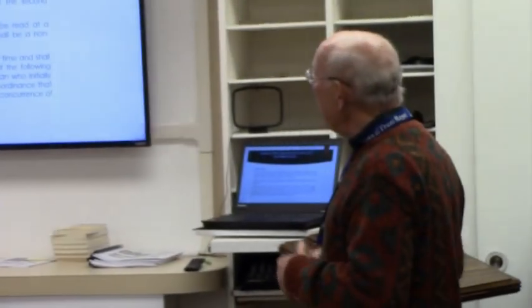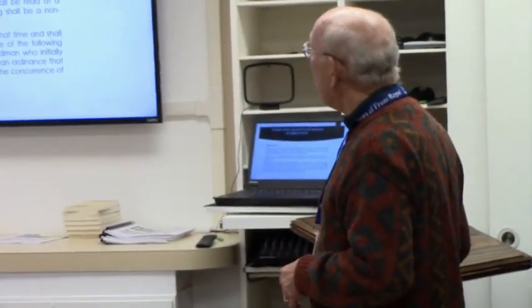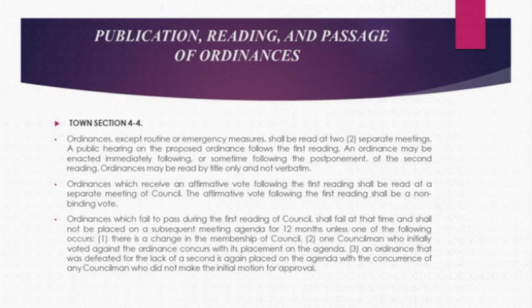All right, ordinances in the town code are read at 2 separate meetings. What that means is you vote on it twice. It's brought up and you vote on it twice. That is not a state requirement, as I said before, that's a town code requirement. A lot of towns and cities don't do that, a number of them do. When I first got here, I thought that was unnecessary. The longer I've been here, the more I think that it's probably a good idea.